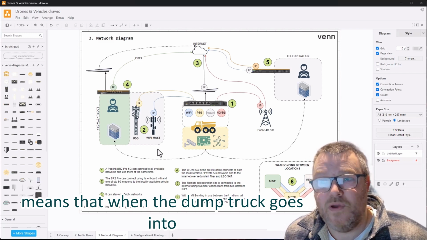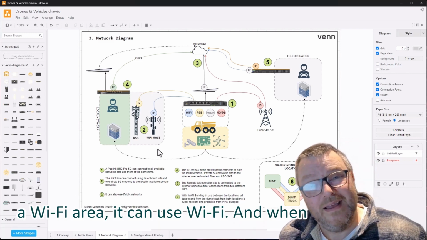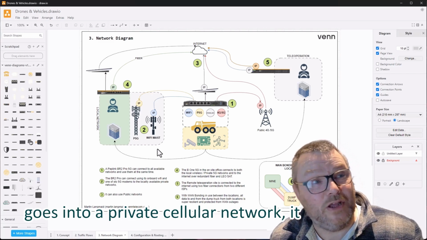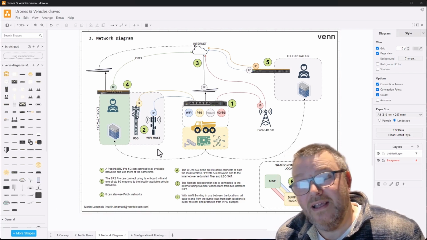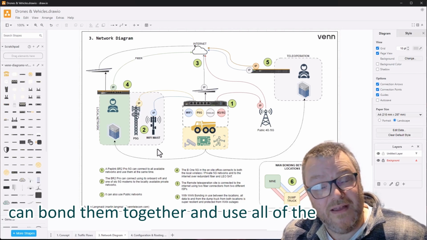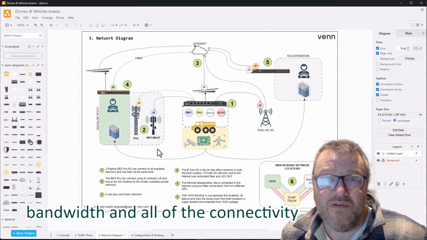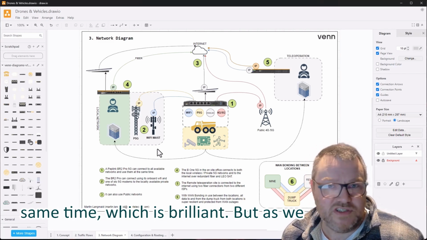Now that means that when the dump truck goes into a Wi-Fi area, it can use Wi-Fi. And when it comes out of the Wi-Fi area and it goes into a private cellular network, it can use the private cellular coverage. And when they're both available, it can bond them together and use all of the bandwidth and all of the connectivity that's available over those links at the same time, which is brilliant.